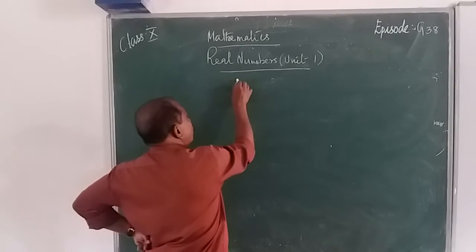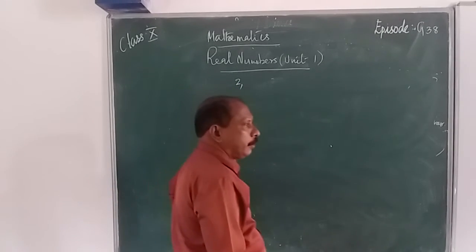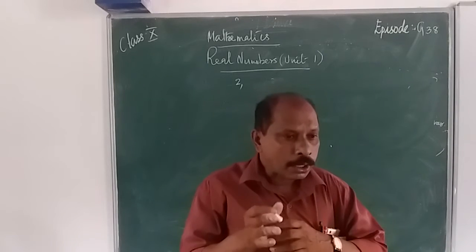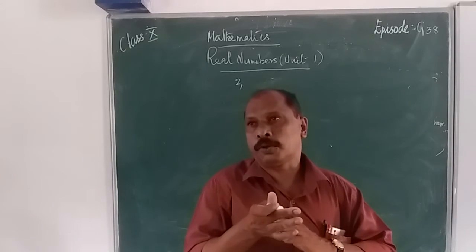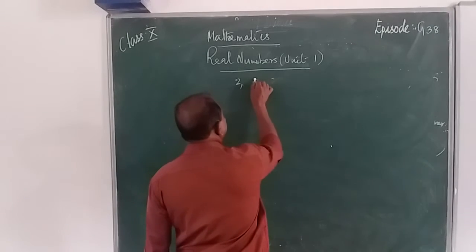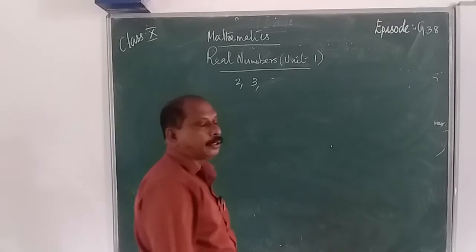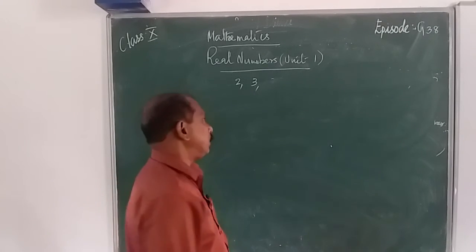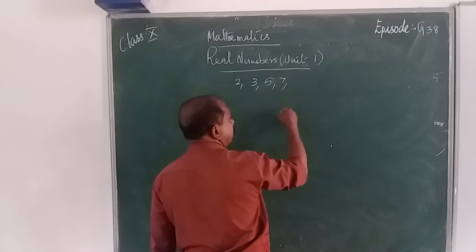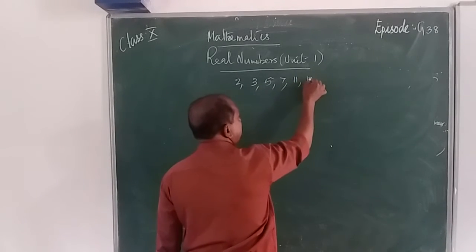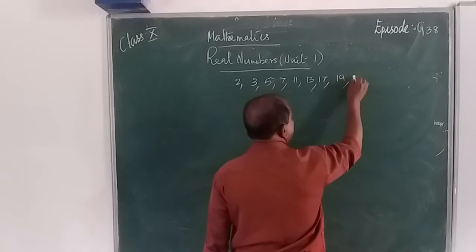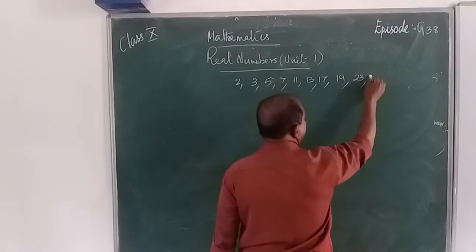Let us take 2. The factors of 2 are 1 and 2, and 1 times 2 is 2. Therefore, 1 and 2 are the factors. Then number 3: 1 and 3 are the factors. Number 5: 1 and 5. Number 7, number 11, number 23, number 29.